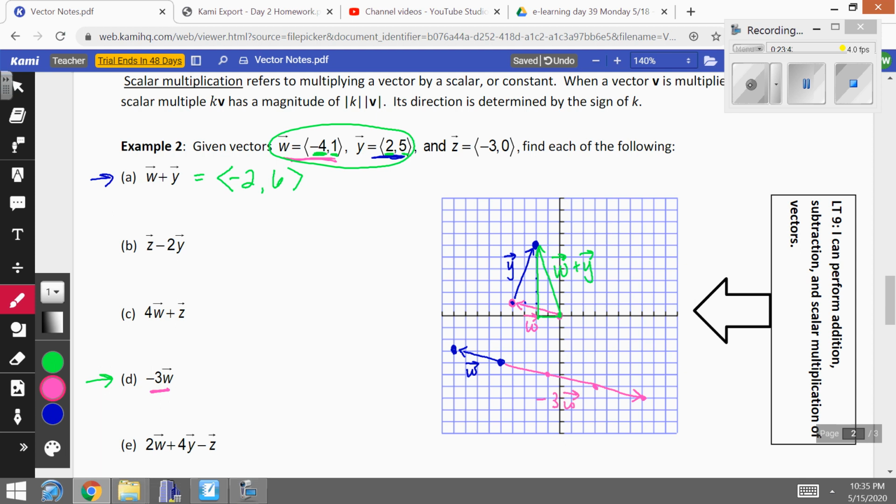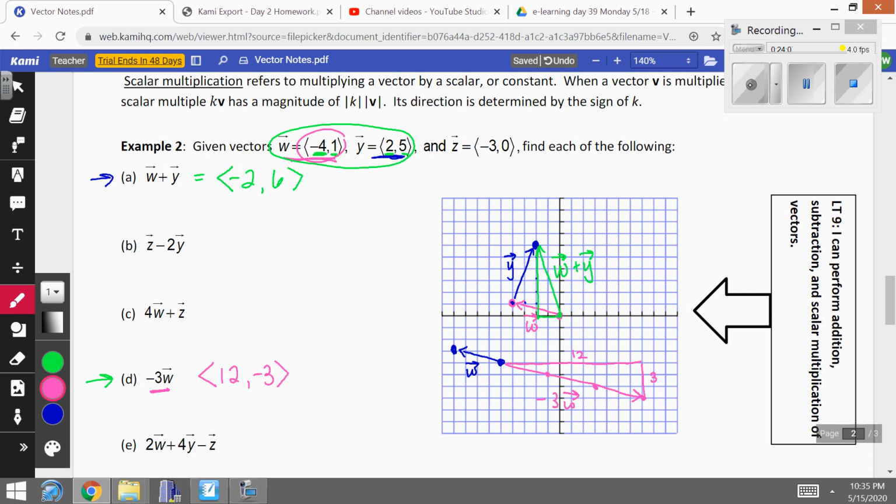Now count it. If you go to the right, that's going to the right 12, and then here that's going down 3. So that means this is positive 12 and -3. Now look at vector W. What did you do to those numbers? We just multiplied them by negative 3. So it's just that easy.